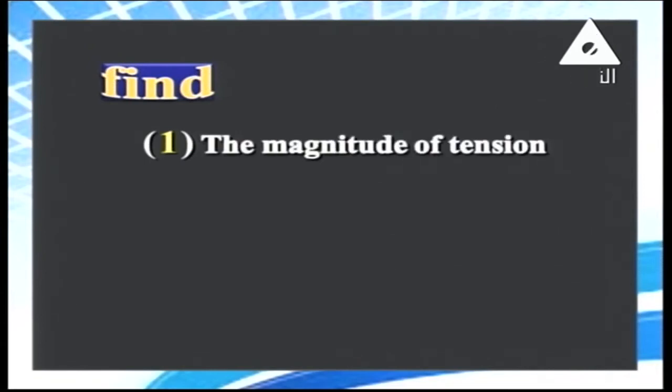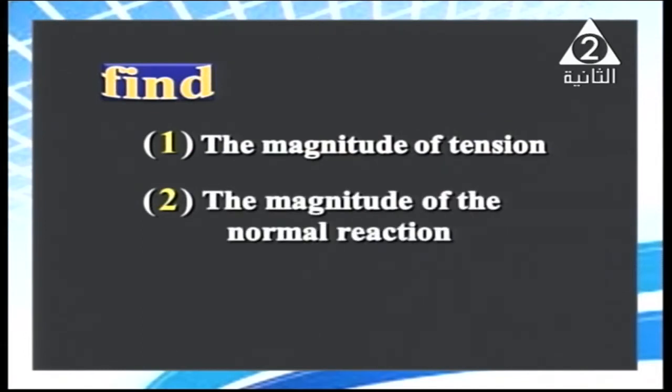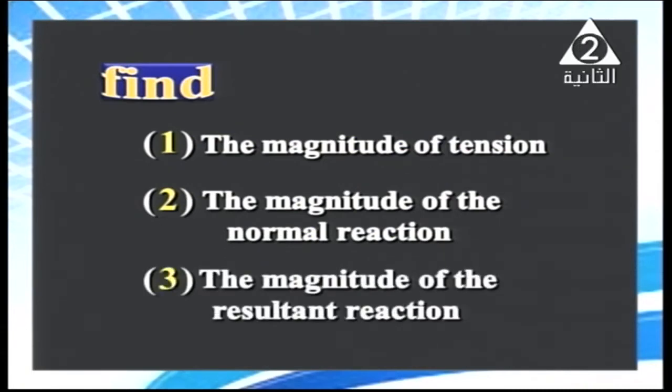What is required? Find, number one, the magnitude of the tension, number two, the magnitude of the normal reaction, number three, the magnitude of the resultant reaction. My dear student, we have three requirements. First required, the magnitude of tension. Second required, the magnitude of the normal reaction R. Number three, the magnitude of the resultant reaction R dash. Look at the solution.